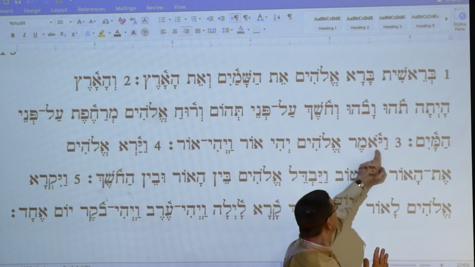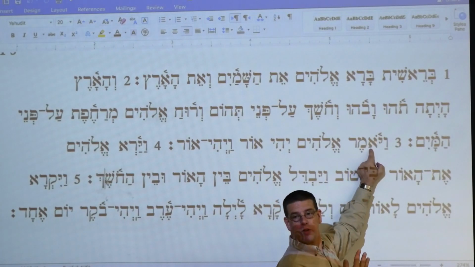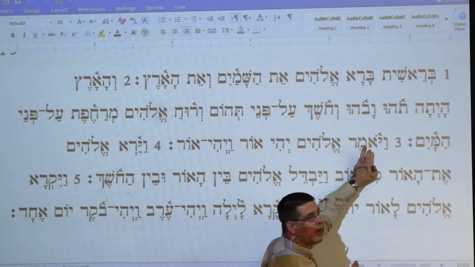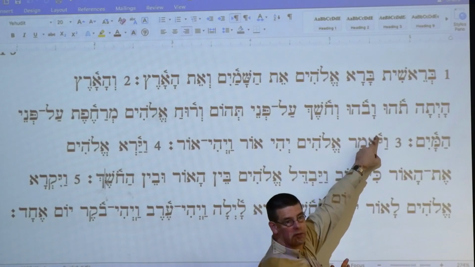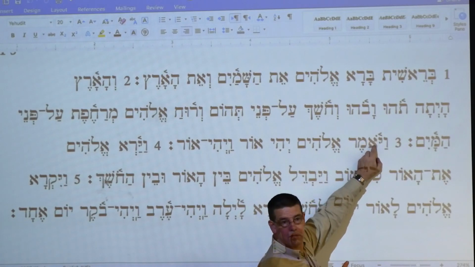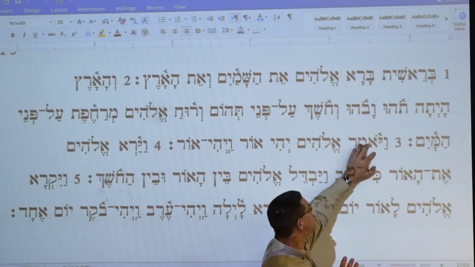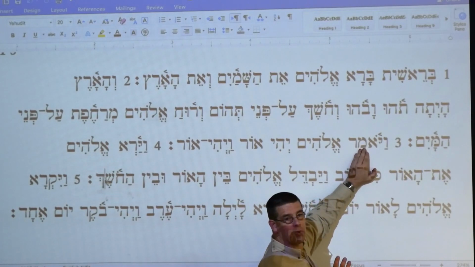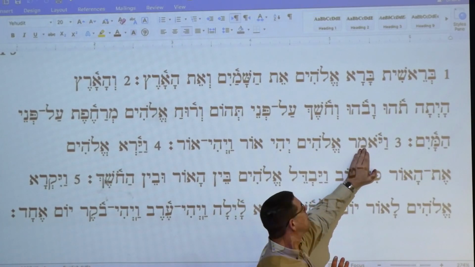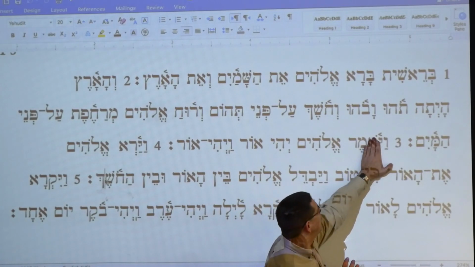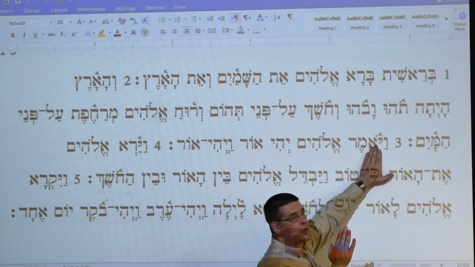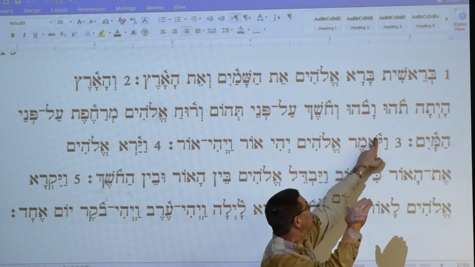Vayo. How about the aleph? How's it functioning? It's just a placeholder. There's no dots that go with the aleph. The yod has the vowel, not the aleph. It's only there to tell us that this comes from the root aleph, mem, resh, which means to speak. So, and he said, vayomer. So that's purely there as a placeholder. So I'm hearing vayomer.